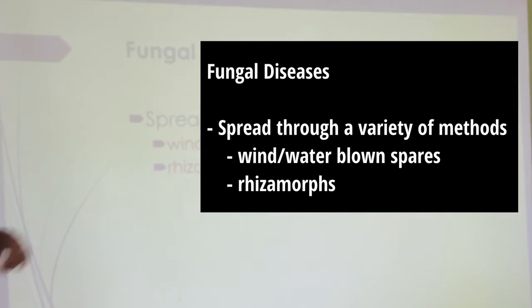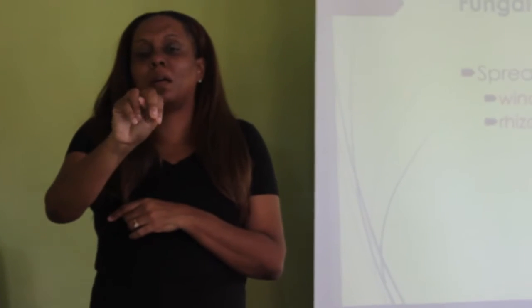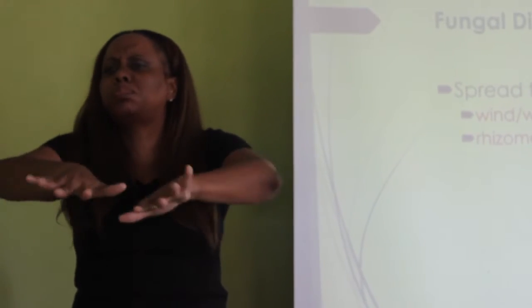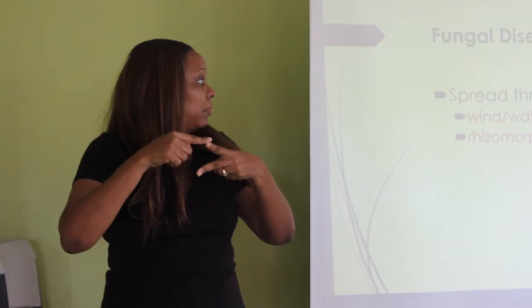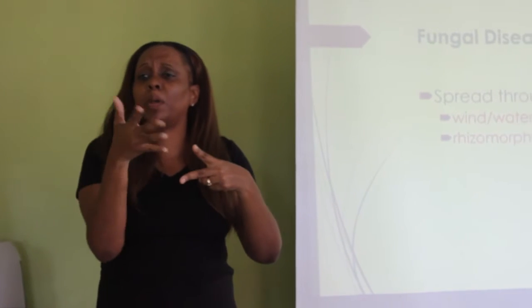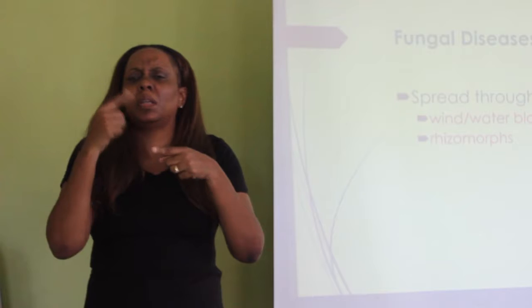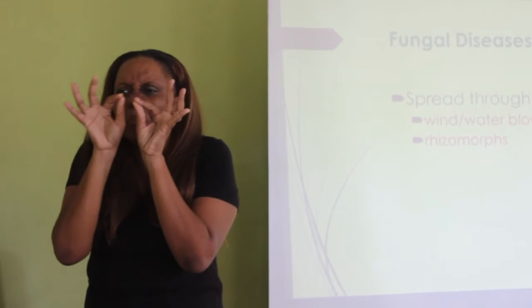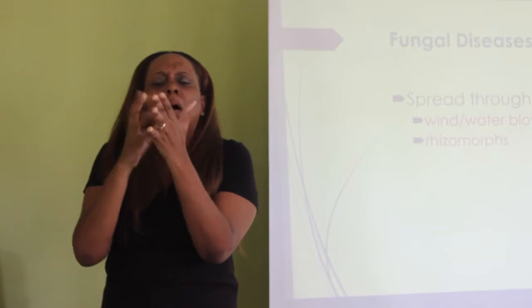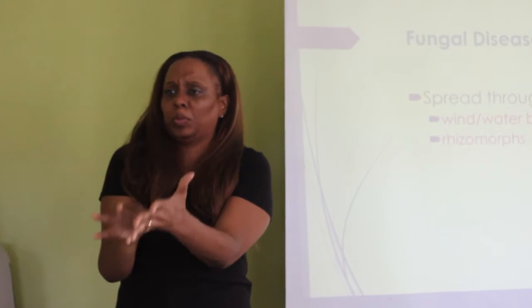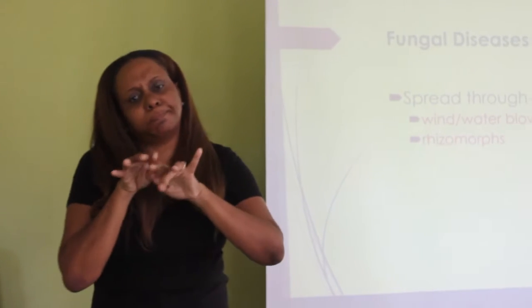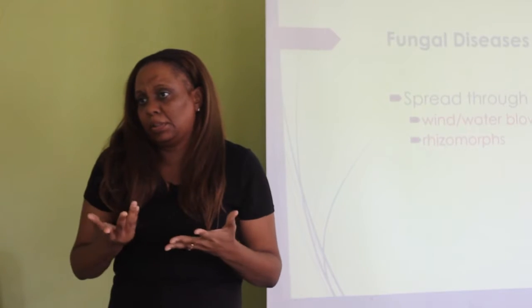Fungal diseases are spread through a variety of methods, and we have here the wind and water. The spores are the little tiny particles that are on the fruit or on the plant, and they can be blown around into the atmosphere and spread from one plant to the other, or from one area to the other.